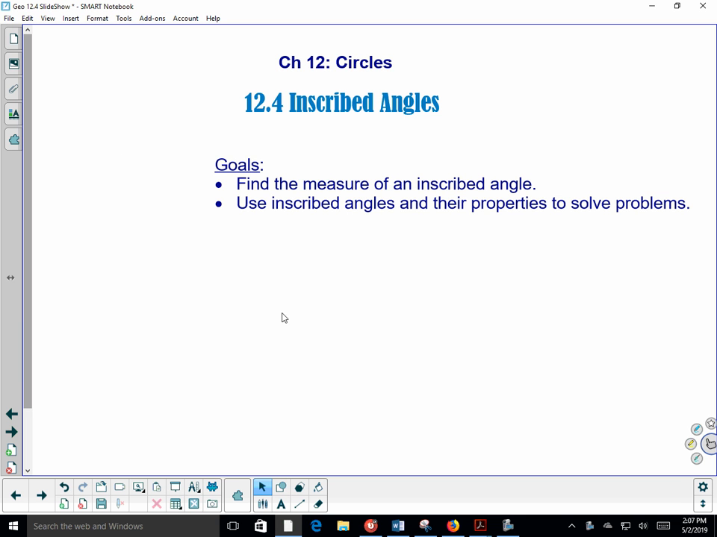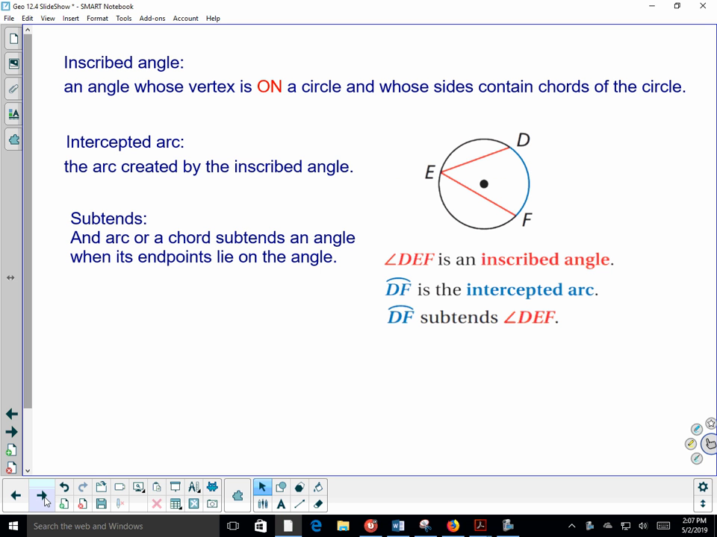All right, so in this section, we're looking at section 12.4, inscribed angles. You're going to find the measure of an inscribed angle, and you're going to use inscribed angles and their properties to solve problems. So what is an inscribed angle? An inscribed angle is an angle whose vertex is on a circle, as opposed to being in the center of the circle, right? And whose sides contain chords of the circle.